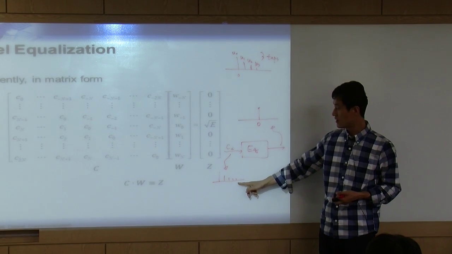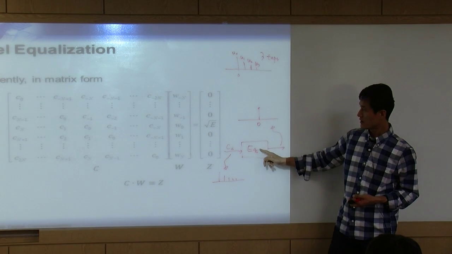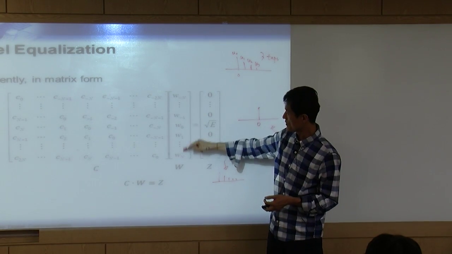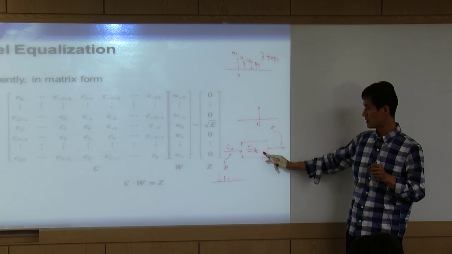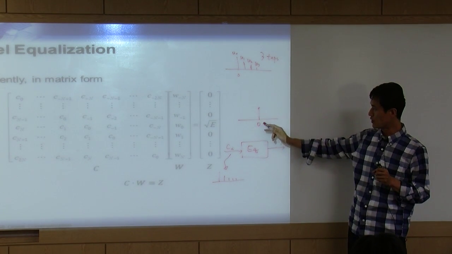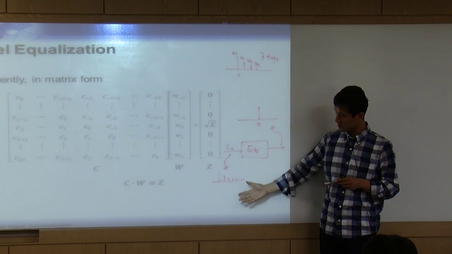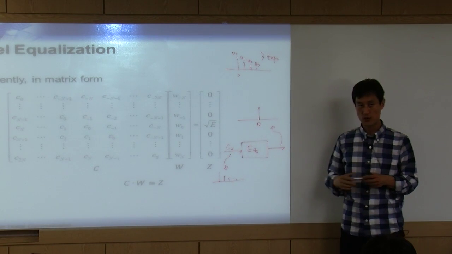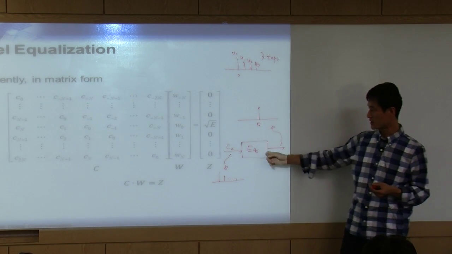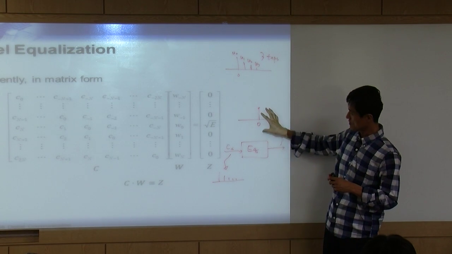Inter-symbol interference. So those signals go into the equalizer. This W is the equalizer tap coefficient, the equalizer coefficient. Now the output, we want to have this one. So how do you convert this input to this output? That's why we need the equalizer. So this equalizer is trying to convert this one to this.